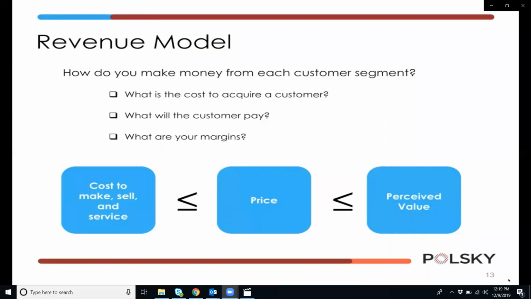Now, those of you who have taken my class know I like to make the joke I'm the least mathematical of all of your professors. But I do want to remind you that the price that you charge has to be greater than or equal to all of your costs and less than or equal to your customer's perceived value.